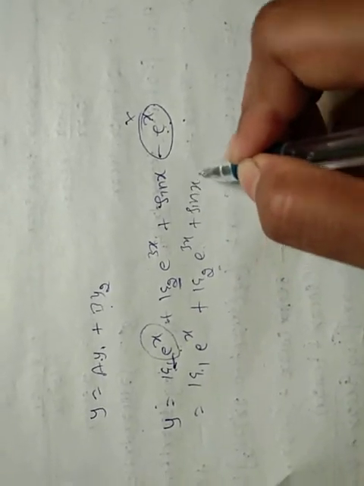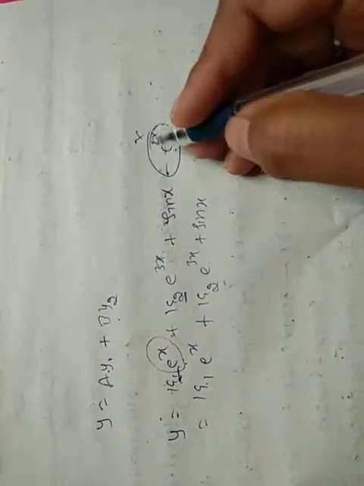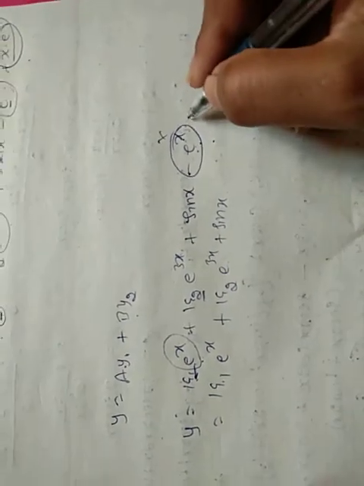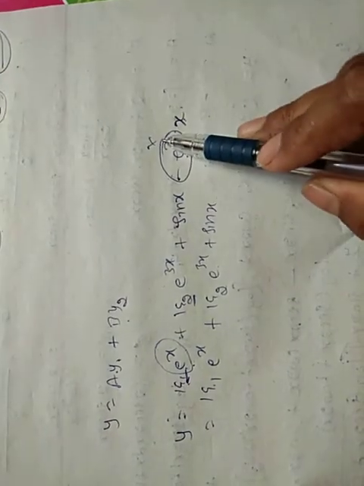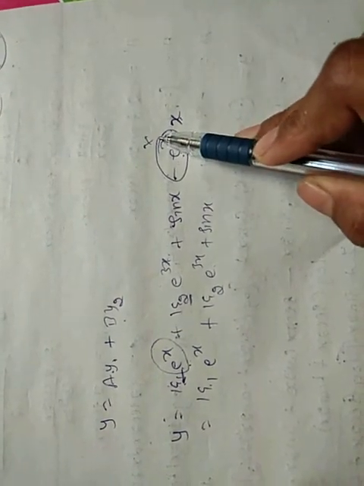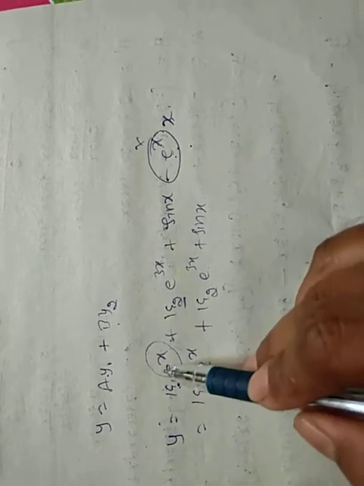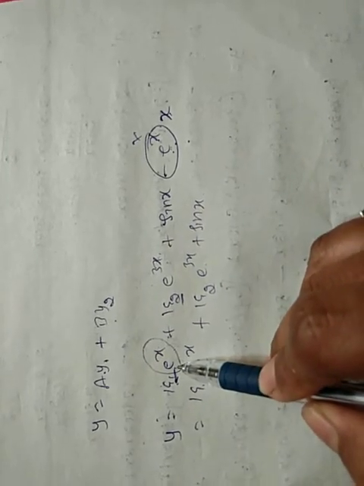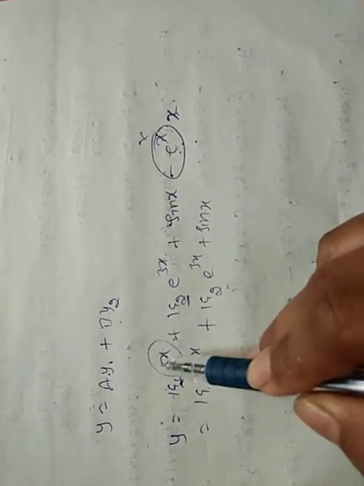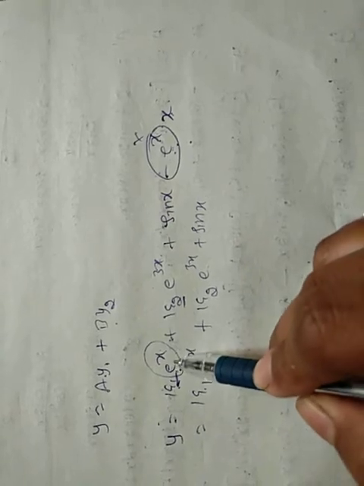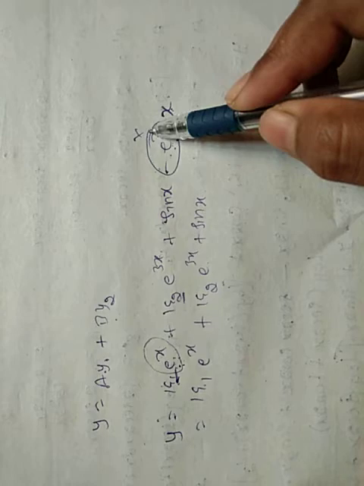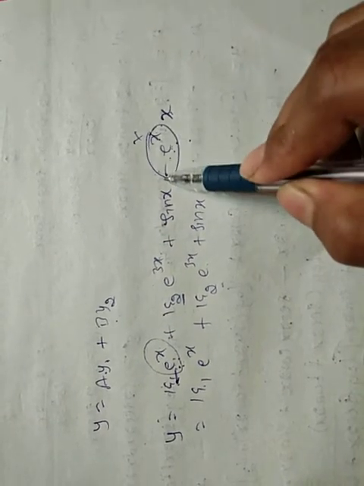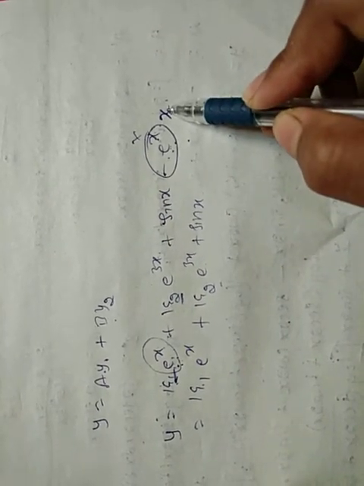plus sin x. Suppose the same example is given but with a coefficient, minus x into e raised to x. This will not be neglected, because you have to neglect only the term having e raised to x with a constant coefficient. Here the coefficient of e raised to x is not constant. The coefficient is minus x. So it will not be neglected.